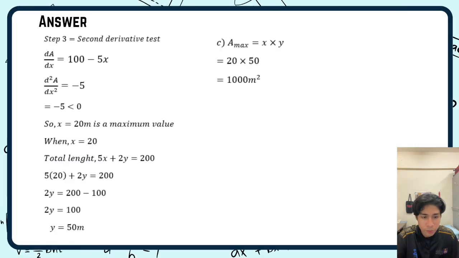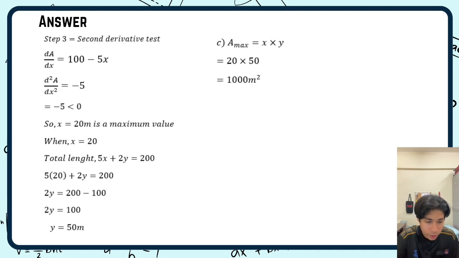The next step is to find the maximum value. We need to use the second derivative test. So, the first step is we need to differentiate the first derivative to get the second derivative. So, we will get minus 5. The value we get is less than 0, which means that x equals 20 is a maximum value. Lastly, we substitute x equals 20 into the total length equation, which is 5x plus 2y equals 200. Then we solve it and we get y equal 50 meters.